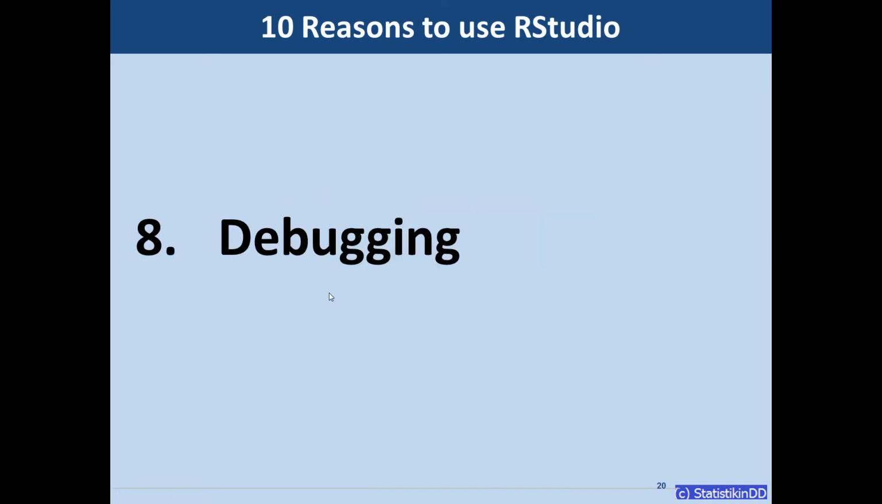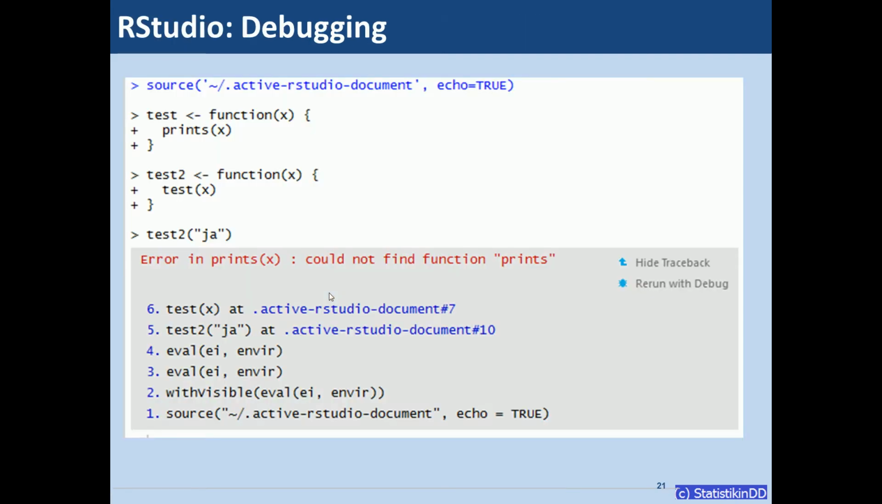Then debugging is, of course, another strong zone of RStudio. Here's an example. I'm using 2 functions, test and test2, and test2 calls test, and in test I made a spelling error. I wrote prints instead of just print, so I get an error message, but RStudio gives me a traceback and some more details of what it did and where the error occurred. A lot more could be said of debugging. This is just a short example.